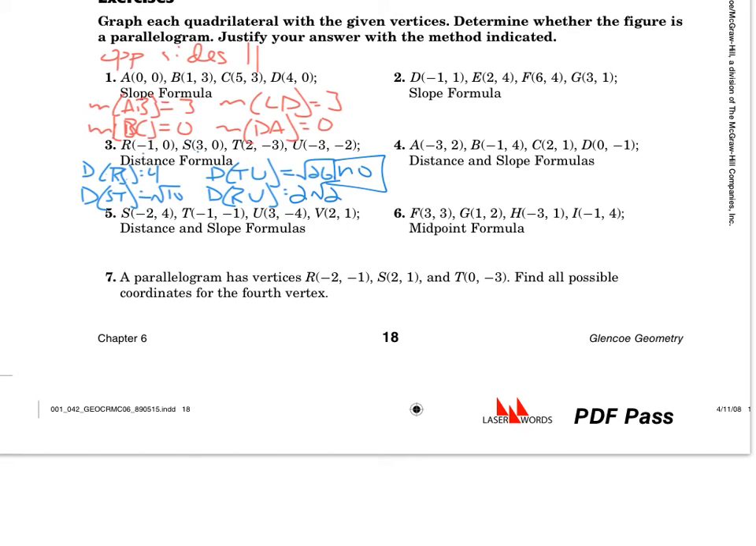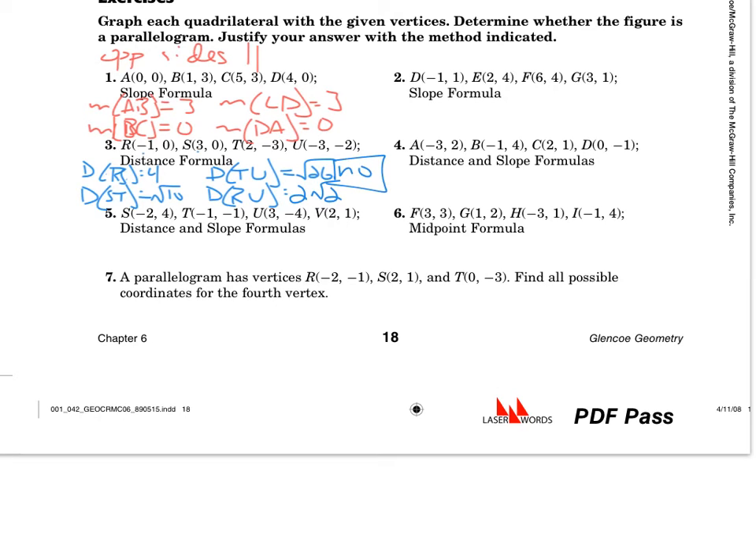Okay. Now, for the distance and slope formulas, if you're ever given something like that, what you're going to want to do is use that case where you just find one set of opposite sides, both parallel and congruent. So find the distance of opposite sides as well as the slope. For this one, I'm just going to do S and T and U and V as my 2 opposite sides.